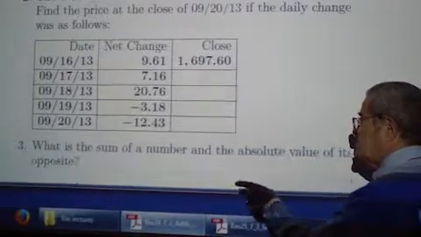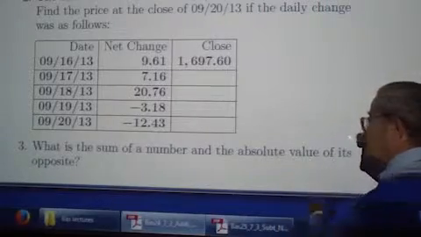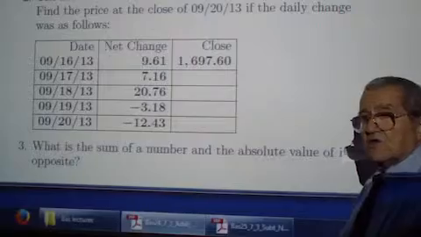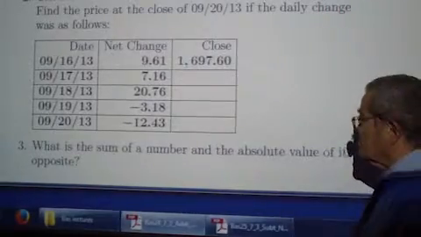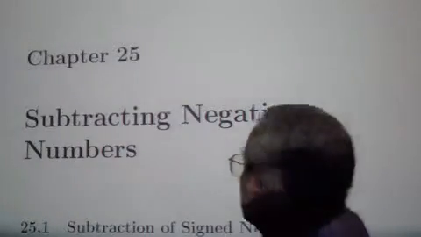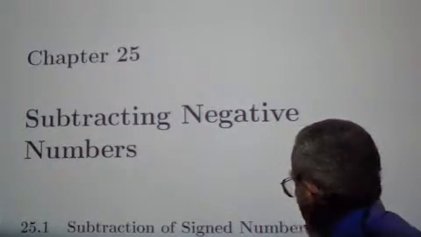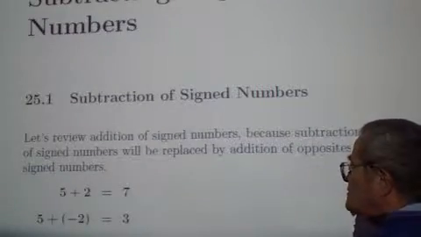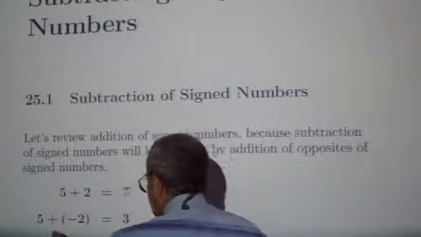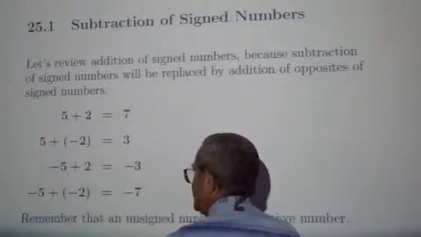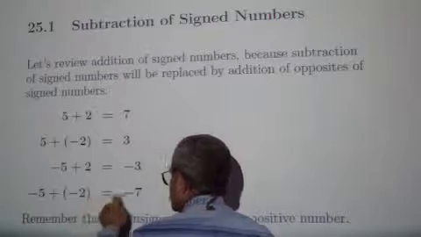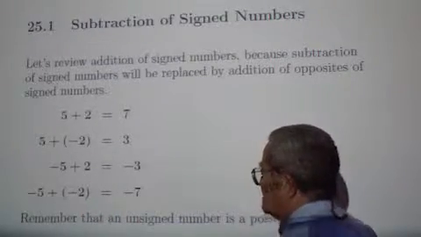Now, what is the sum of a number and the absolute value of its opposite? Well, be my guest. Do an example. Okay. In chapter 25, we are subtracting negative numbers. Let's review the addition of signed numbers. 5 plus 2 is 7. 5 plus negative 2 is 3. Negative 5 plus 2 is negative 3. And negative 5 plus negative 2 is negative 7.